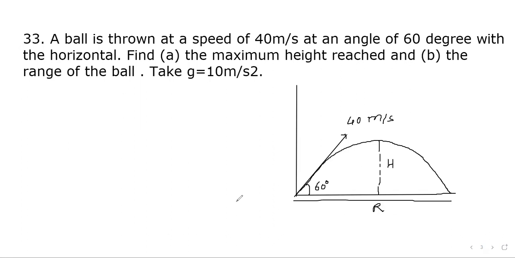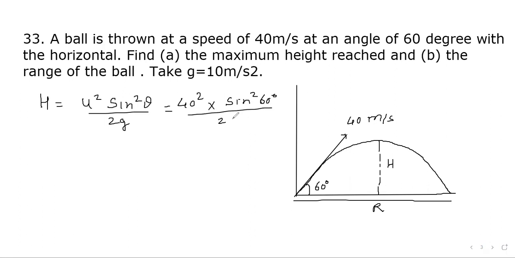So let's evaluate. Maximum height is given by u squared sine squared theta divided by 2g. We put the values: 40 squared into sine squared 60 degrees, divided by 2 into 10. Further evaluating, it's 1600 into 3 by 4, divided by 2 into 10. So this will be 60 meters.